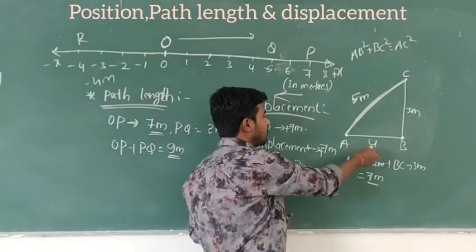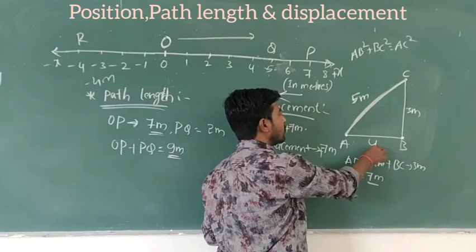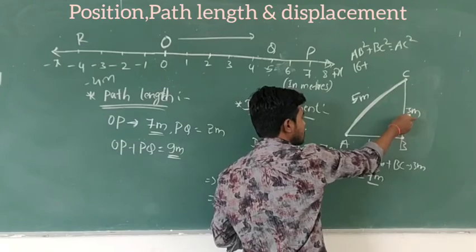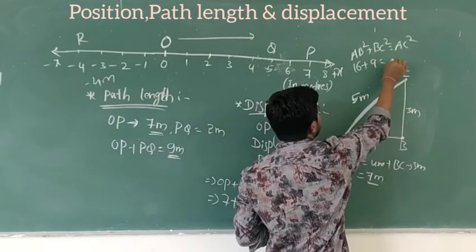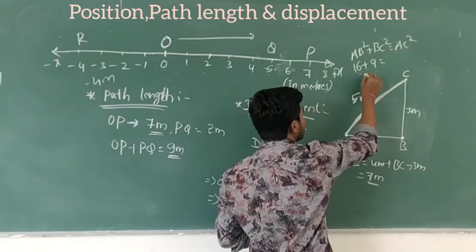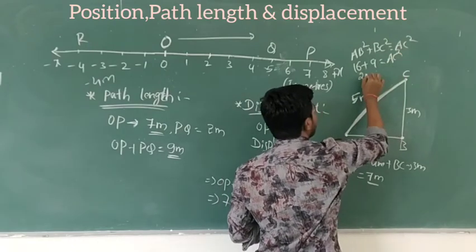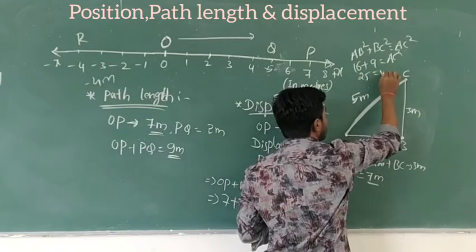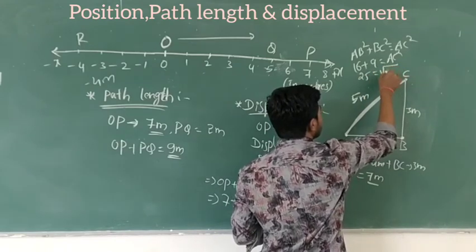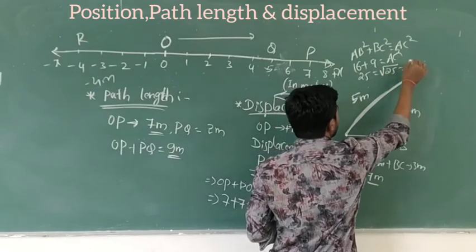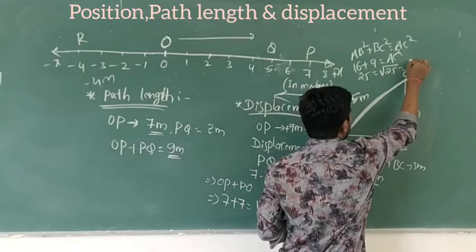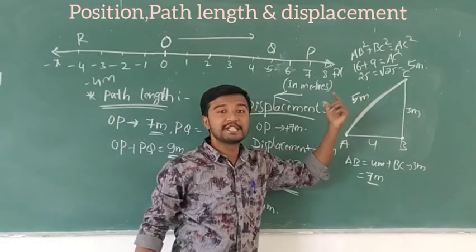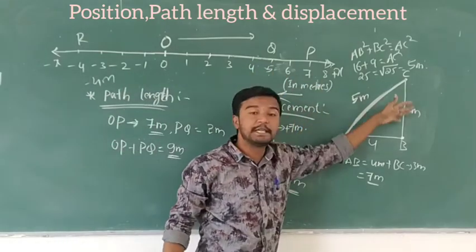Here AB is 4 meter, 4 into 4 is 16, plus BC square, the distance is 3 meter, 3 into 3 is 9. Then 16 plus 9 is 25, equal to AC square. The square root of 25 is what? 5. The 5 meter is the displacement covered by the body in this situation.